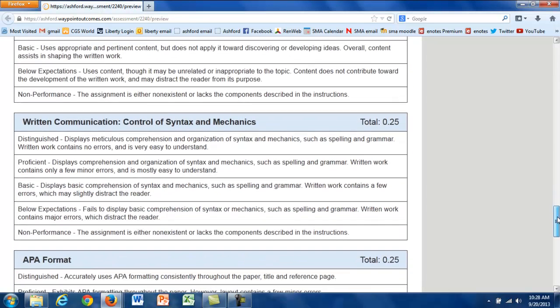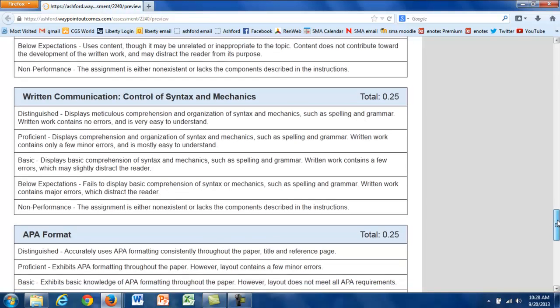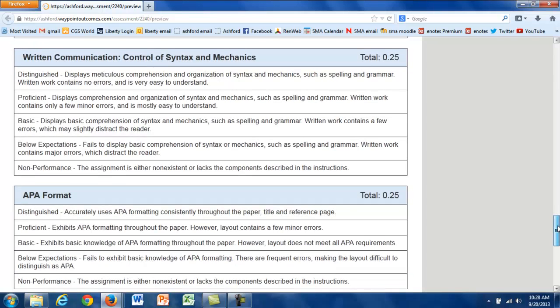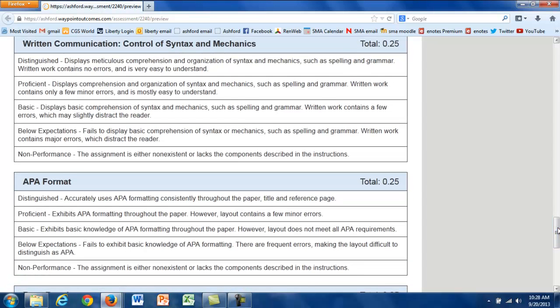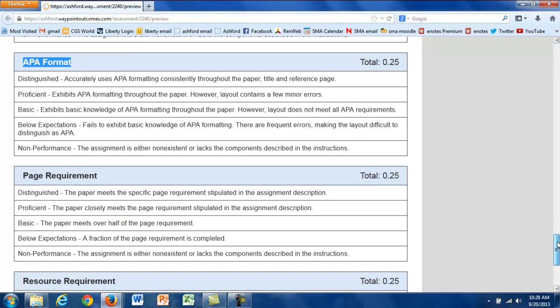And then finally, we'll be looking at things like spelling, and you have to spell things correctly. You have to punctuate them correctly. You have to use correct grammar. Don't write a paper like you would send a text. You can't abbreviate and things like that. Are you following the APA format? You have to use APA formatting in all of the papers that you write for this class.